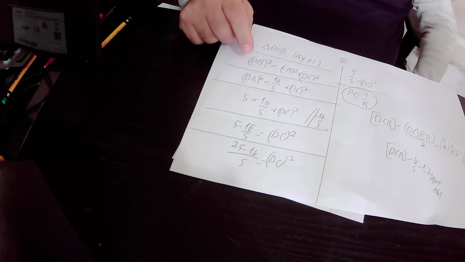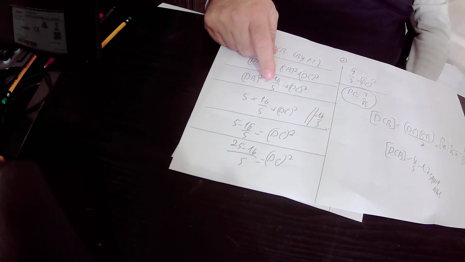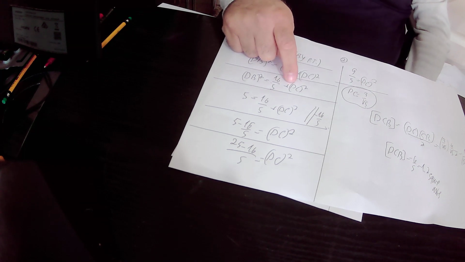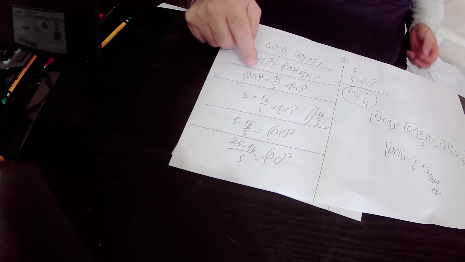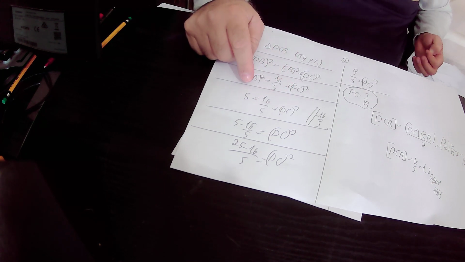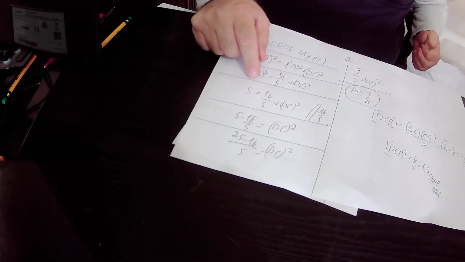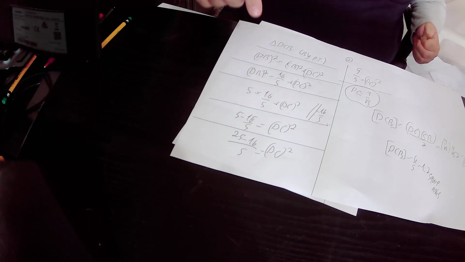So DB square equals CB square plus DC square. CB is 4 over square root of 5, so CB square is 16 over 5, plus DC square. DC is the missing side, so we leave it as it is. DB equals square root of 5, so DB square is 5. So 5 equals 16 fifths plus DC square. We subtracted 16 fifths from this equation and found out that 5 minus 16 fifths equals DC square.